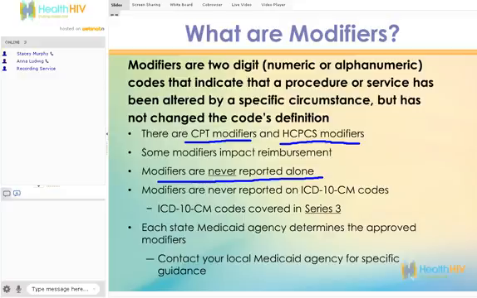Modifiers should never be reported alone. Modifiers are never reported on diagnosis codes. We'll cover the ICD-10 codes in Series 3, which is scheduled for next week. In terms of modifiers, you should follow up with your Medicaid state agency to determine which modifiers are approved in your state, because it varies from state to state.